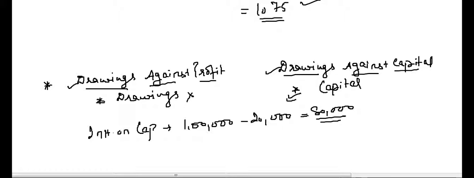Then the terms drawings against profit and drawings against capital. Drawings against capital is you are taking some amount out of your own capital, so that is capital only. The capital will reduce. Clear?